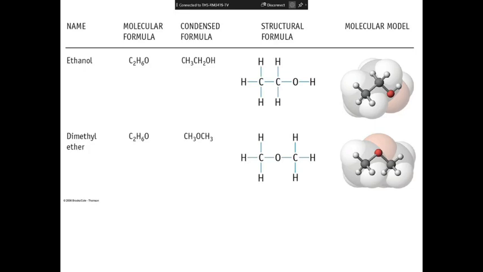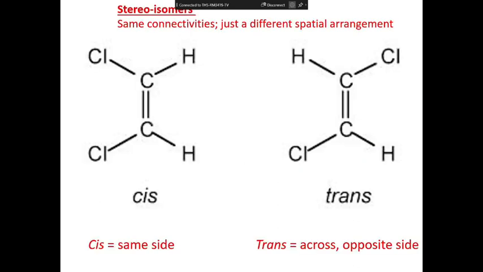The different arrangement of the atoms in 3D space gives these very different properties. And we'll start talking about the 3D shapes a little bit more tomorrow. Now, sometimes when you have different possibilities for arrangement, you have a special kind of isomer. All right, and this special kind of isomer is called a stereoisomer.